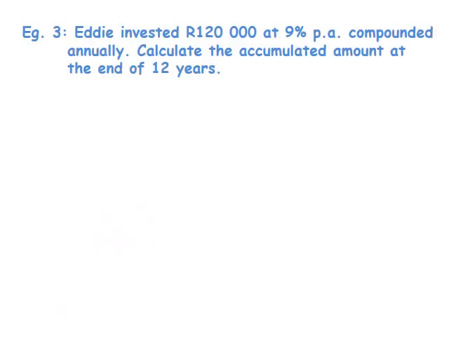So example 3. If 120,000 Rand is invested at 9% per annum compounded annually, you need to calculate the accumulated amount. So we're looking for A in this formula. At the end of 12 years, we have a value for n, it's 12. We have a value for i, it's 9 over 100, which is 0,09. And our principal amount is indeed 120,000 Rand.